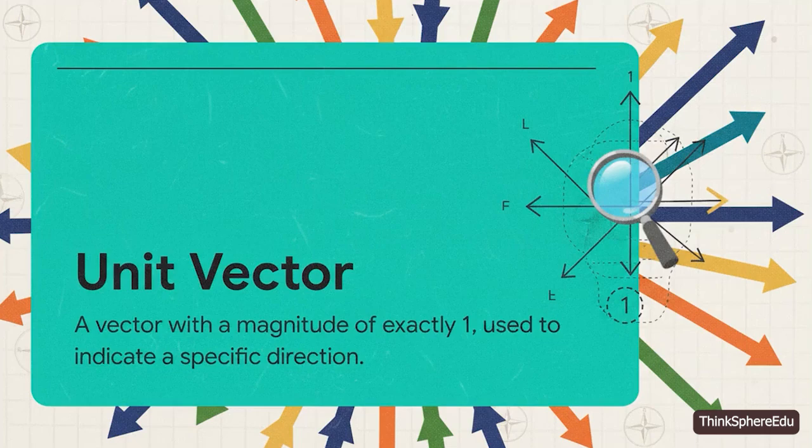First up is the unit vector. Its job is incredibly simple, but so important. Its length, its magnitude, is always just one. Its entire purpose is just to point, to say, hey, go this way, without changing the overall size of whatever you're measuring. It's basically a pure directional signpost.